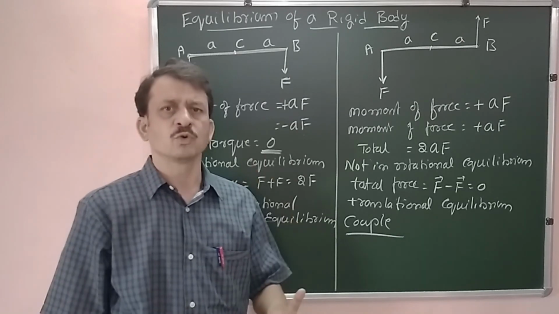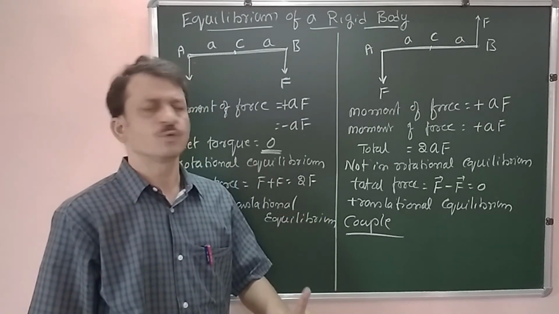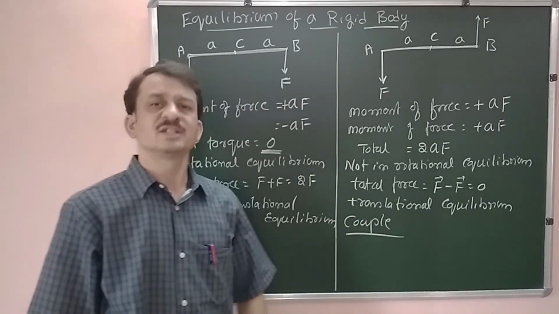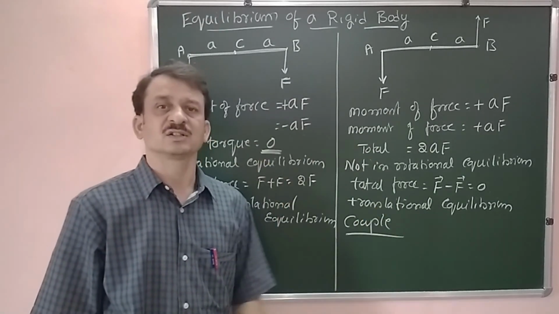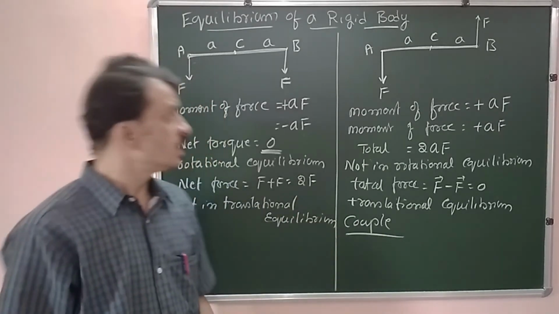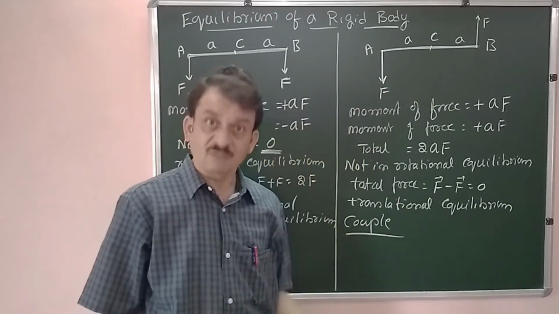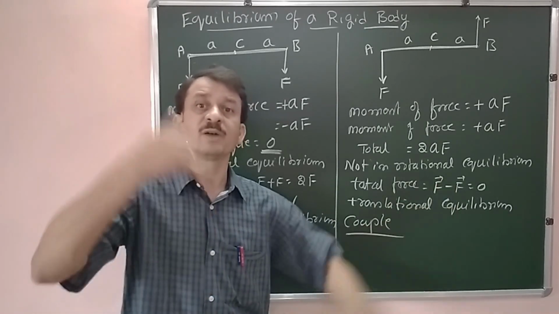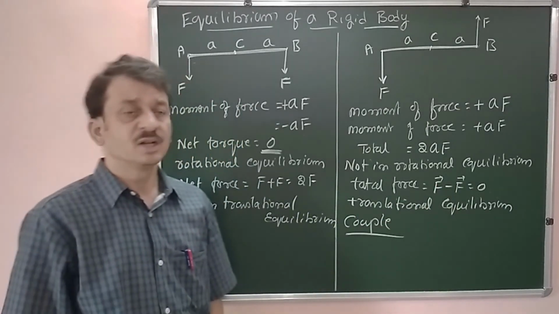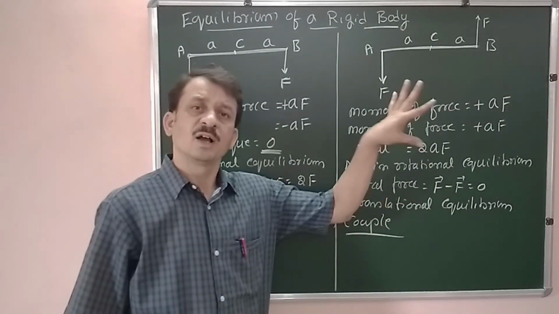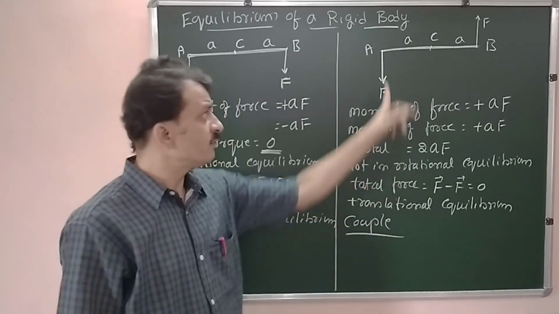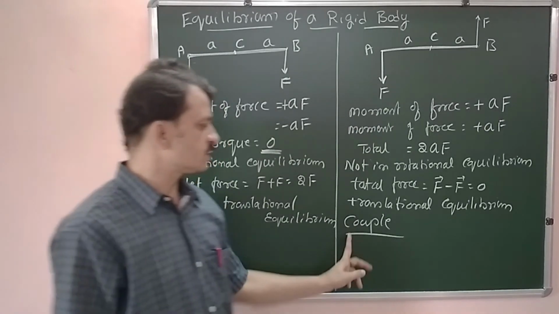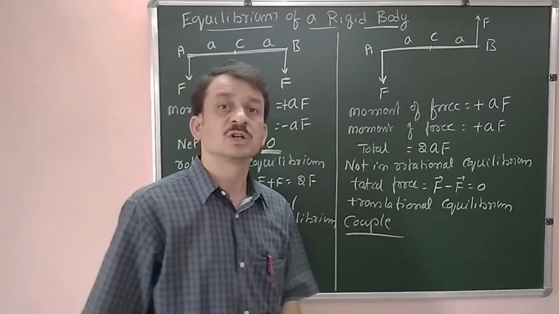If you have a single force, and that single force is going to rotate the rigid body, then it is called torque or moment of force. But if you are having a pair of equal forces acting at two different points in opposite directions, it is also going to rotate the rigid body. It also causes the rotational effect, but we are having a pair of equal and opposite forces, and that constitutes a couple.